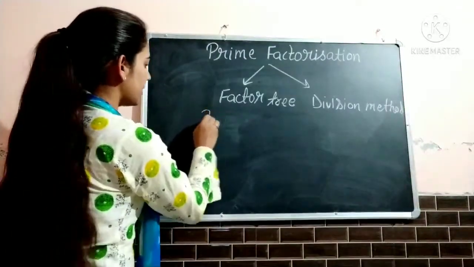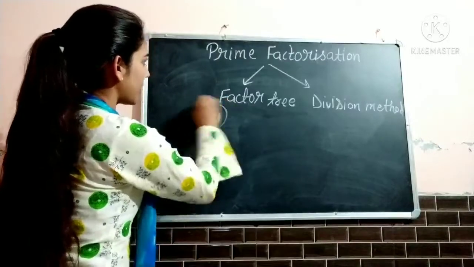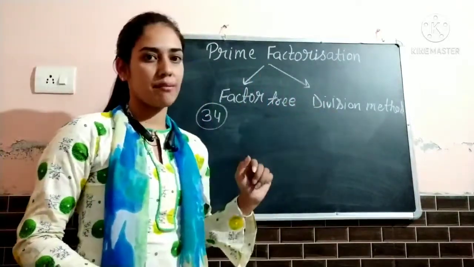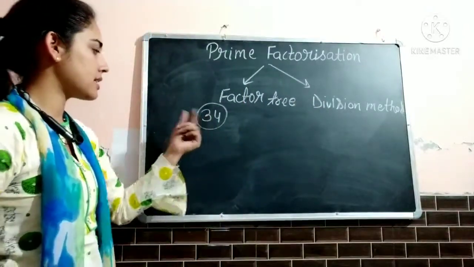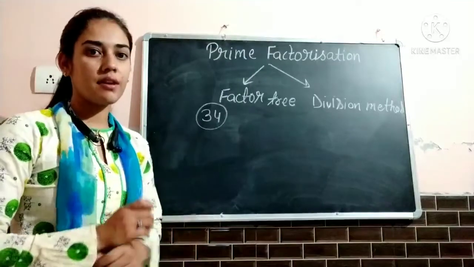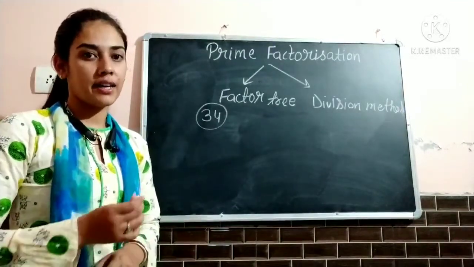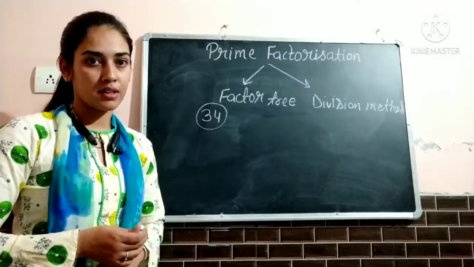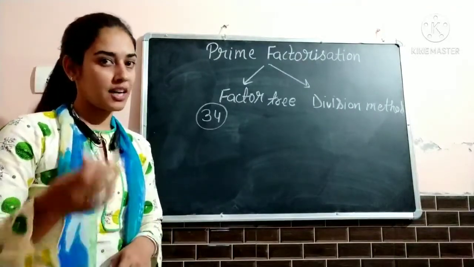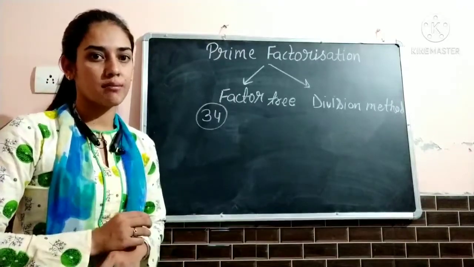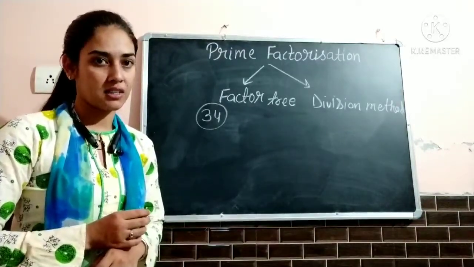Let us take now 34. So firstly we will find the prime factorization by factor tree. After that we will find the prime factorization by division method. So here, look here, this is 34. Firstly we will divide 34 by 2. If it is divisible by 2, then we will divide. If it is not divisible by 2, then we will move to the next prime number. Next prime number is 3. After that next prime number is 5. 4 is not a prime number. 4 is a composite number because 4 has more than 2 factors.